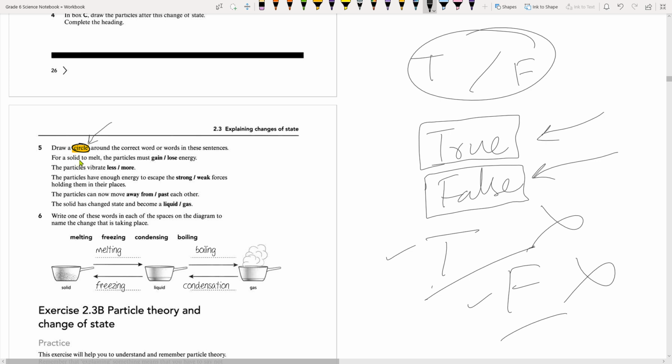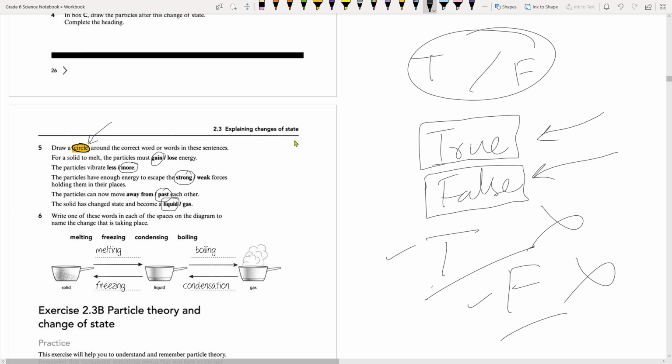For a solid to melt, the particles must gain energy, right? They will gain energy, then they'll loosen up. The particles vibrate more, right? This is a complete paragraph, right? The particles have enough energy to escape the strong forces holding them together. In solids there are strong forces, in liquids there are weak forces, and in gases there are no forces, right? We have discussed this in class. The particles can now move away from one another. No, they can move past each other because it's turning into liquid. The solid has changed into a liquid, right?